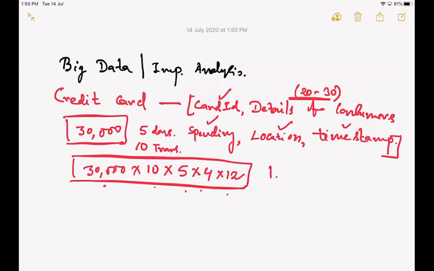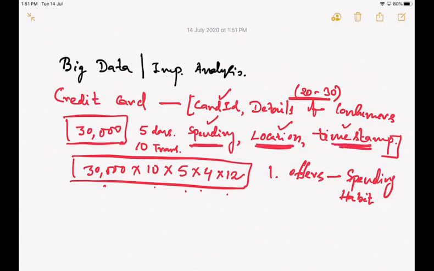Number one potential for me here, I can generate offers based on the spending habit. That will include where the customer tends to purchase more, which shops, which locations, or which days and everything. That information I can get from my spending information, my location, and from the timestamp. Also, I can go ahead and try to detect if there is any fraud.